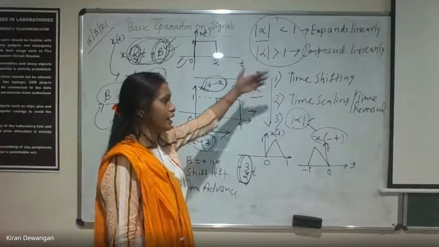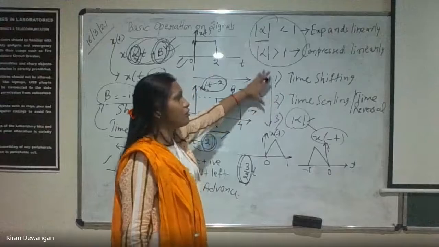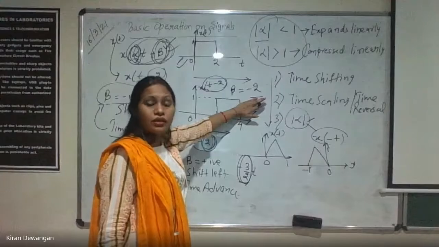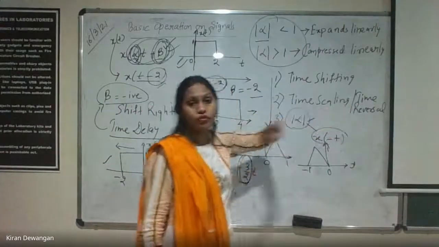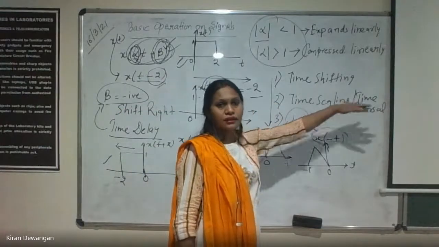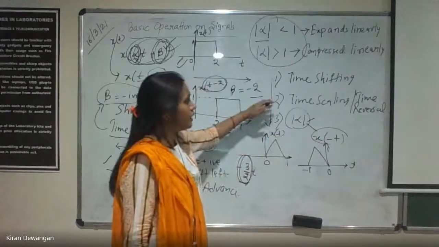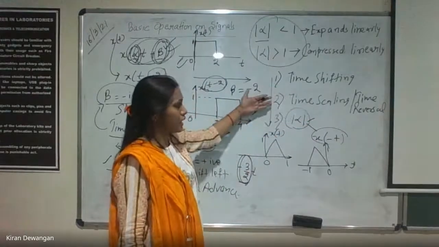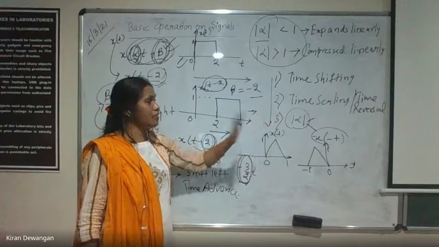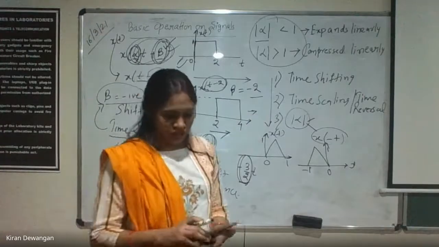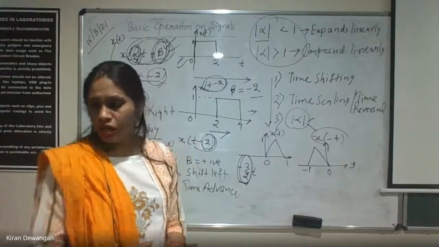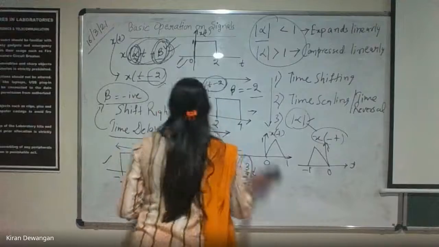That doesn't mean you have only one option. The first step will always be time shifting. In the second step, you can perform either time scaling or time reversal, either of these two operations first and the next later. But it will be the second step. Is this clear? Time scaling and time reversal are clear. So these are the three operations that will be performed on any signal. Now let us go through the numericals.